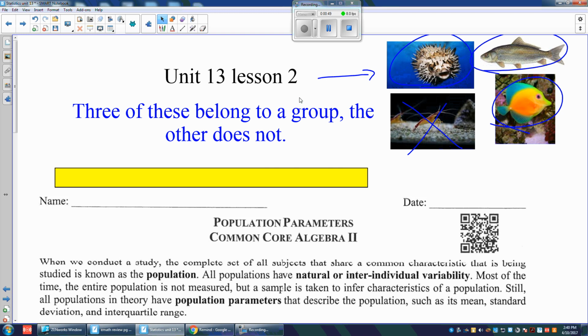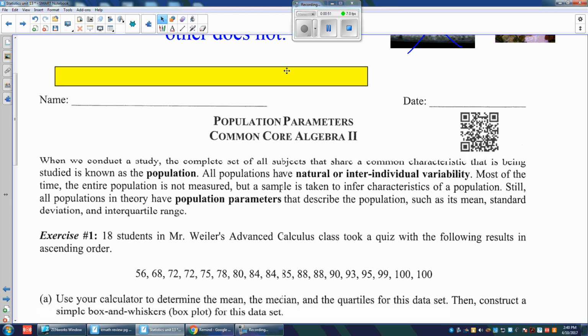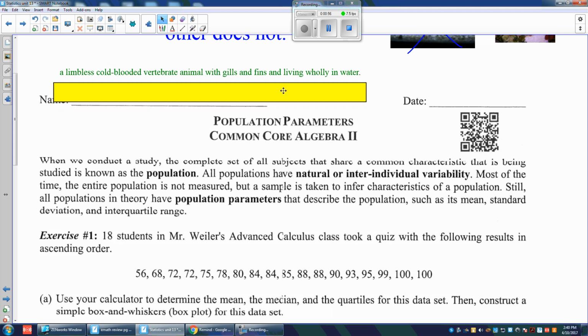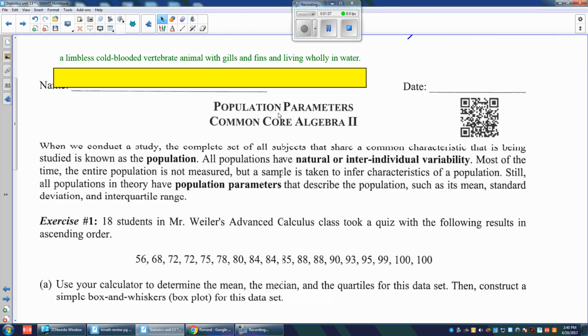That's what we call population parameters. What is a fish? A limbless, cold-blooded vertebrate animal with gills and fins living wholly in water, totally in water. That's the definition of a fish. So that's the population parameters for a fish.